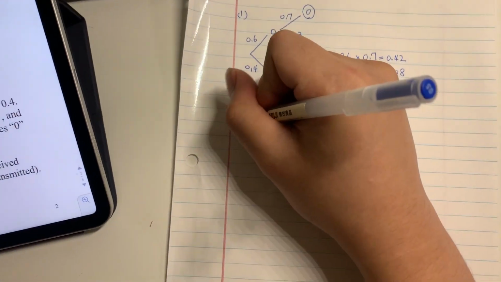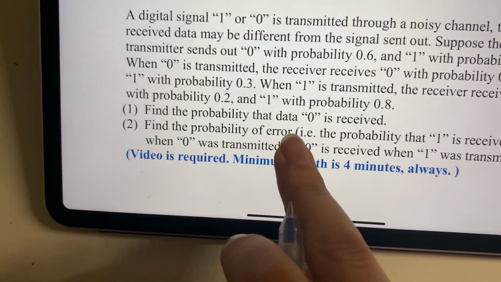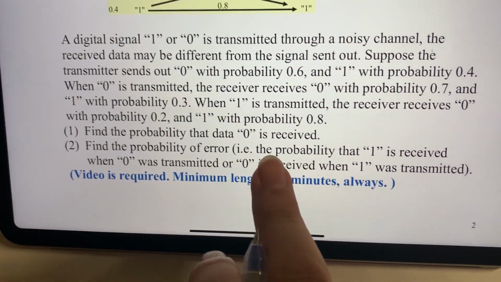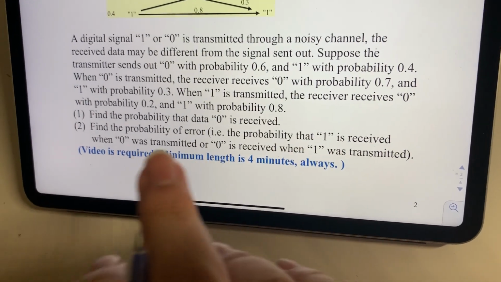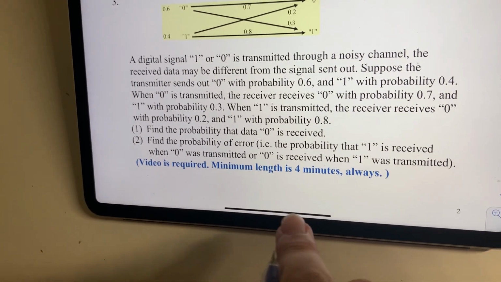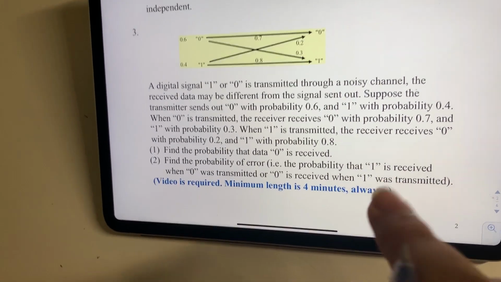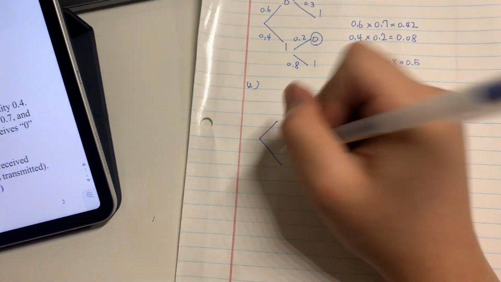And for the second question, it's asking the probability of error. It means that when the sender sends out 1 and the receiver receives 0, and if the sender sends out 0 and the receiver receives 1. So again, we can draw a picture to help us easily understand.